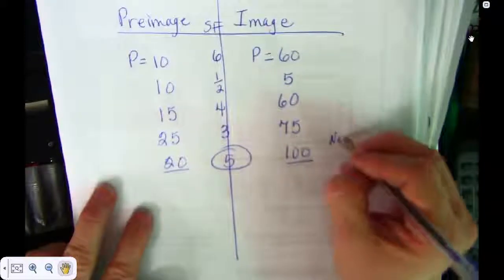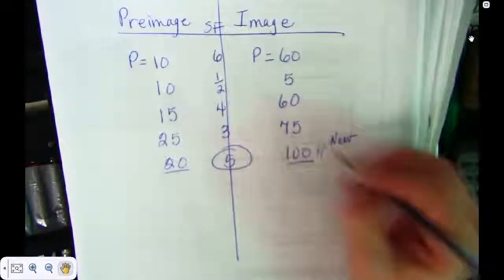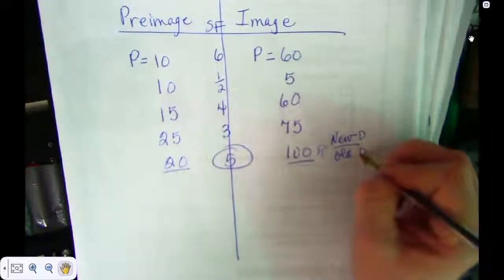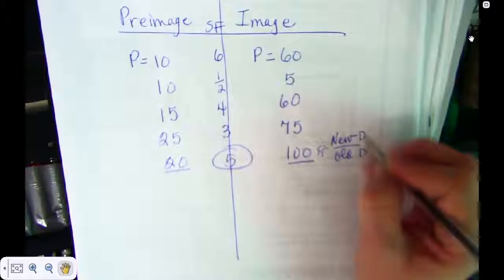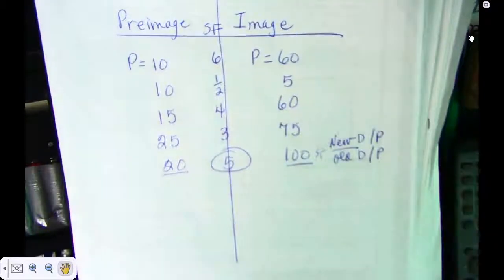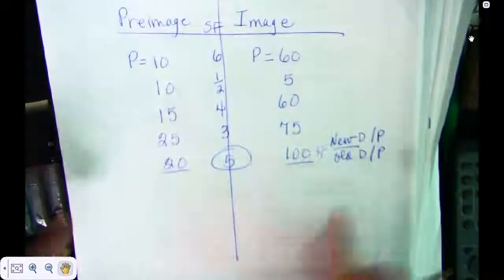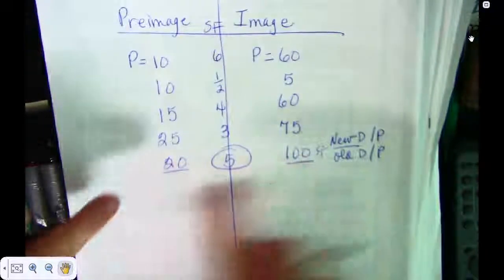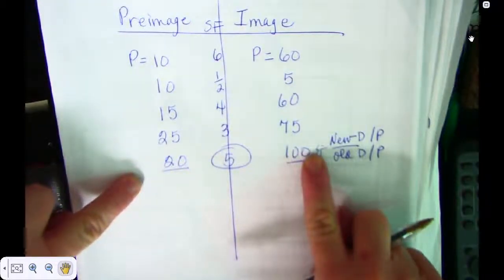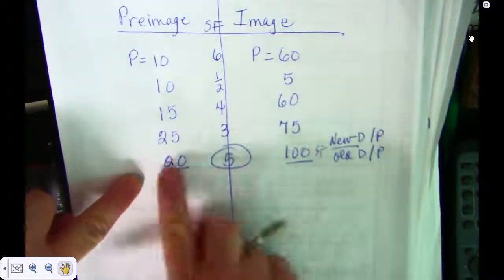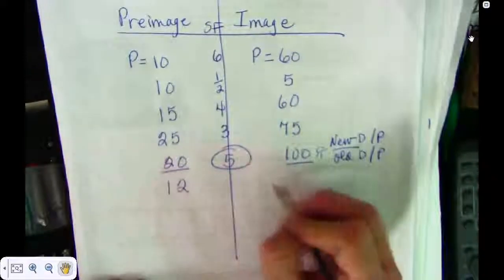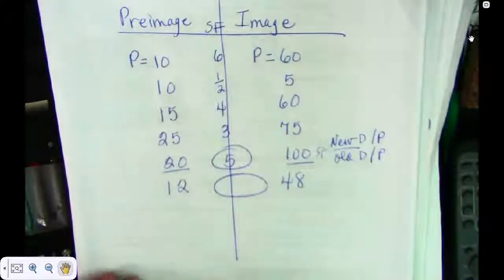Okay, we learned to get scale factor. You take the new dimension and divide by the old dimension. Or you can do the new coordinate divided by old coordinate. Or now you can take the perimeters and divide. You can take the new perimeter and divide by the old perimeter. The image is the new, right? 100 divided by 20 is 5. Okay, so if 12 and 48, what's my scale factor?